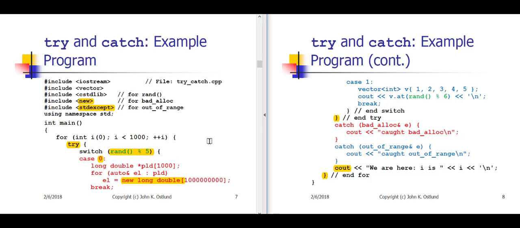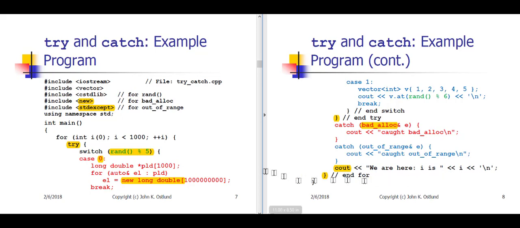So we pop out of the switch as a consequence of that throw. And here is the catch block that is waiting to see whether a bad_alloc exception occurred. Sure enough, it did. And so if we get a bad_alloc, rather than crashing, the program is simply going to display this message, caught bad_alloc. And then we will display this cout message, we are here, i is 0. And we'll go back to the second iteration through the loop.